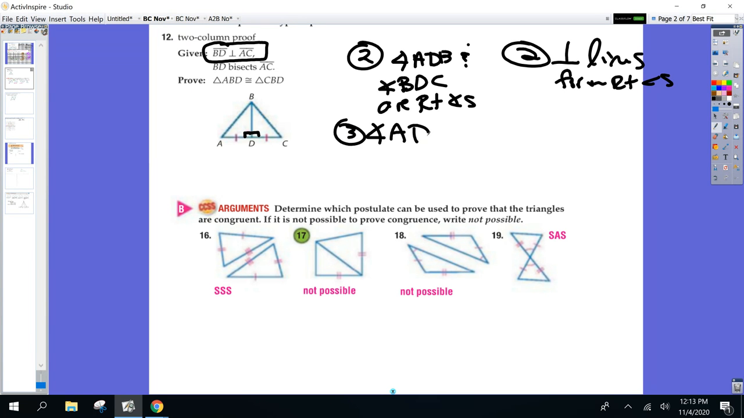And again, this did not have to be steps 2 and 3. It could have come later on in your proof. Angle ADB congruent to angle BDC. All right angles congruent. All right.